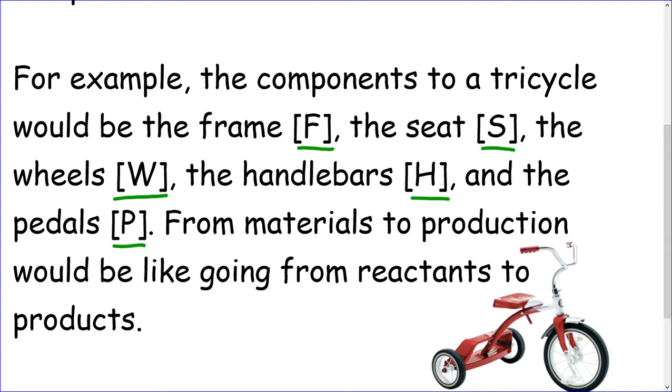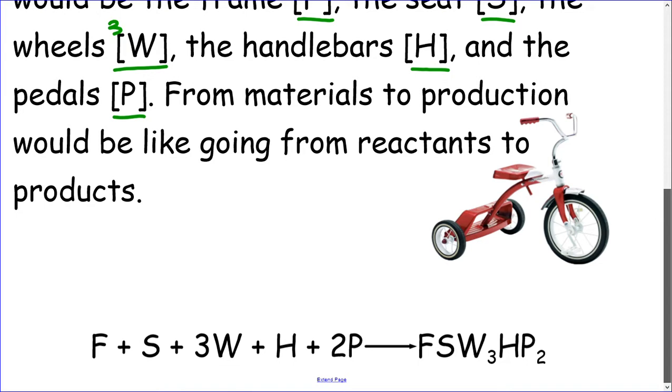So from the materials to production, it would be like going from reactants to products. We come up with all the materials we need, and then when we put them all together, we get a product at the end. So if we were to visualize this, we'd have one frame, one seat, three wheels, right? So we'd have to take a 3 in front of that W. We'd have handlebars, and we have 2 pedals. So down here we can see we've got the frame, the seat, the 3 wheels, a handlebar, and then 2 pedals.